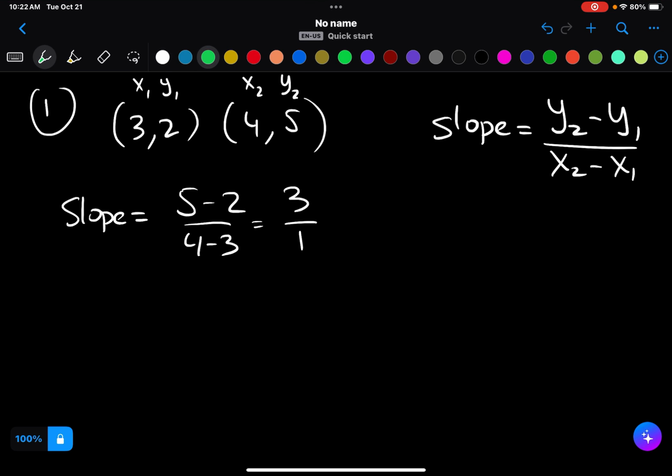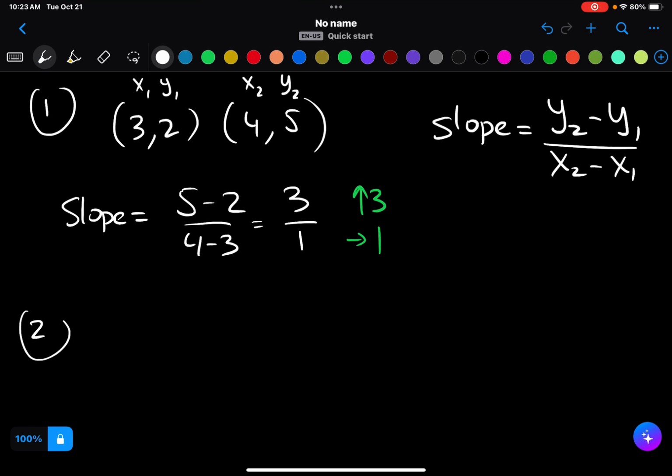Now, how do we interpret this? Well, the top number, the numerator, is the up-down, and positive is up. So it is up 3. The bottom number, the denominator, is left-right, and positive is right. So it's going to be to the right 1. So to get from one point to the next, you go up 3 to the right 1. So that is number 1.